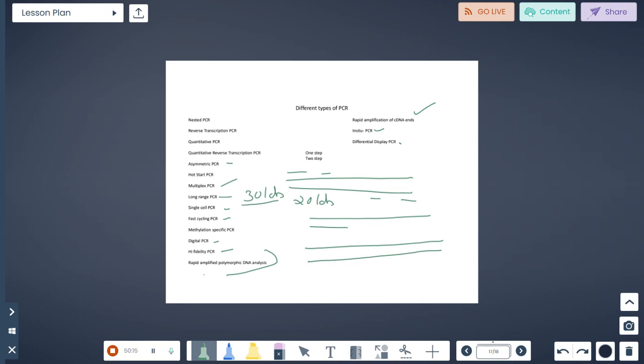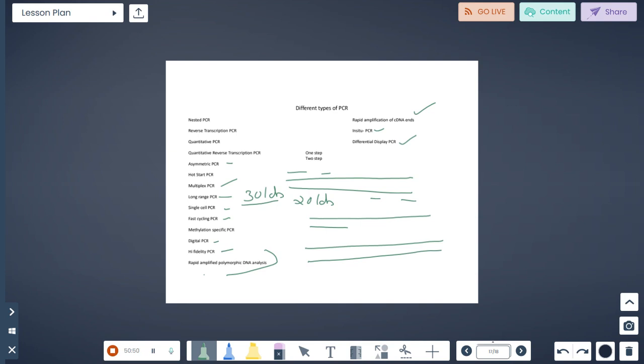Differential display PCR is done, for example, if E. coli is grown in two different conditions, there will be differential expression of genes. So between two samples, which gene is differentially expressed? You can do the PCR reaction using the template isolated from two different conditions, and you can compare it. That is differential display PCR.